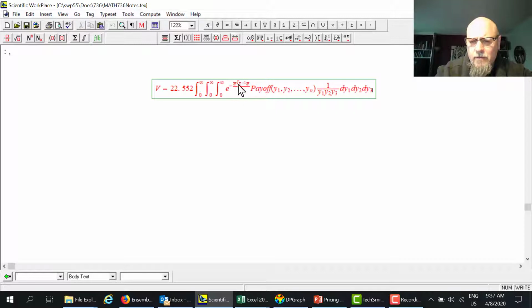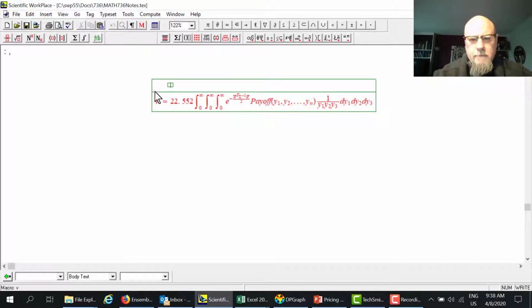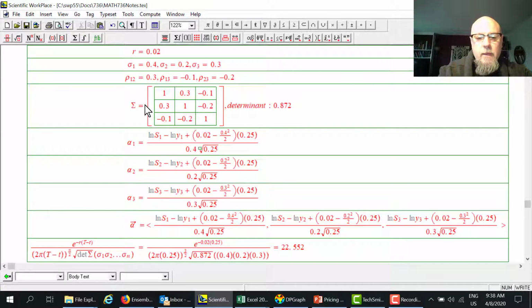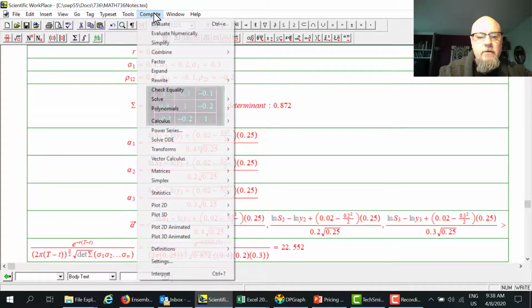And there's this piece up here, this e to the. So let's see what this is. I'm going to need the inverse. I'm going to need the inverse of the correlation matrix. Let's go up here, get the inverse of this matrix.